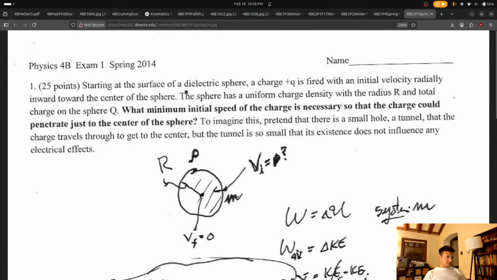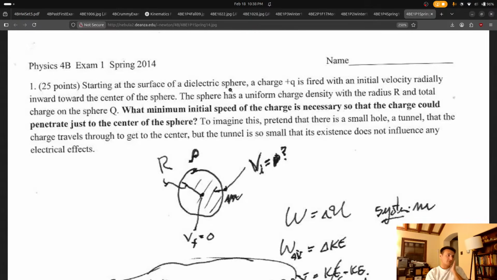Starting at the surface of a dielectric sphere, a charge plus Q is fired with an initial velocity radially inward towards the center of the sphere. The sphere has uniform charge density with a radius R and total charge Q. What is the minimum initial speed of the charge necessary so that the charge could penetrate just to the center? All right, this is the classic work energy.